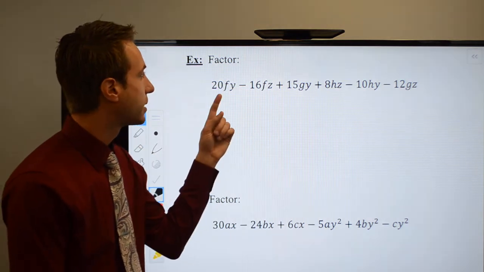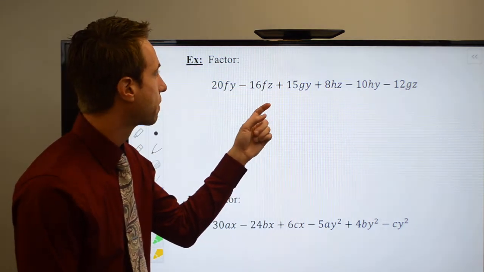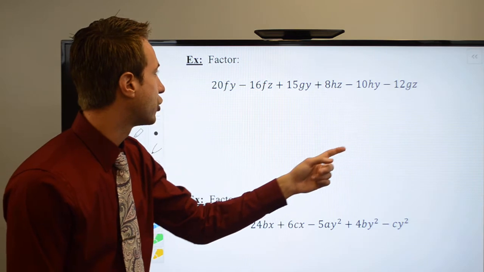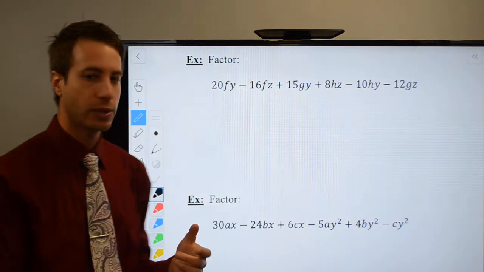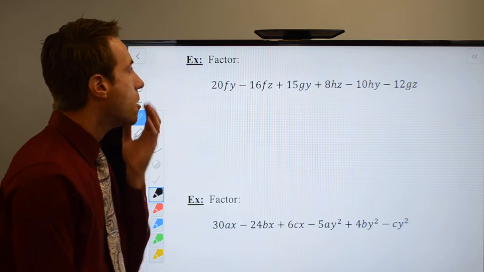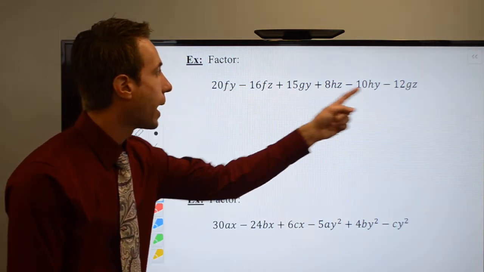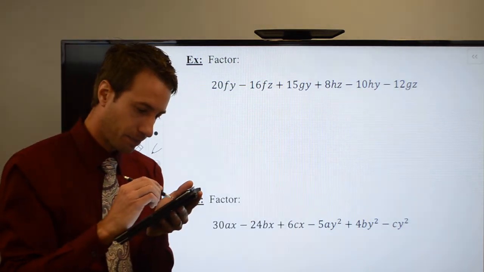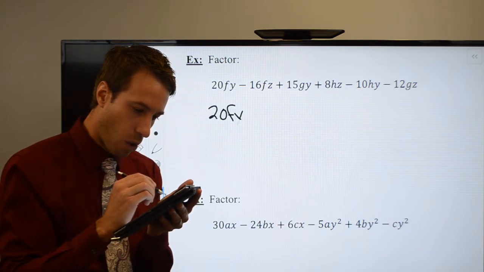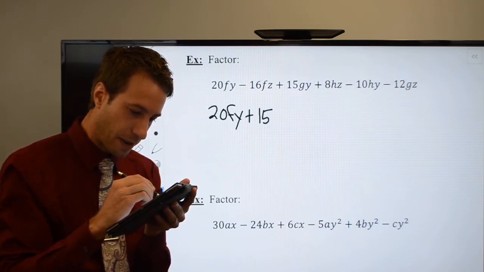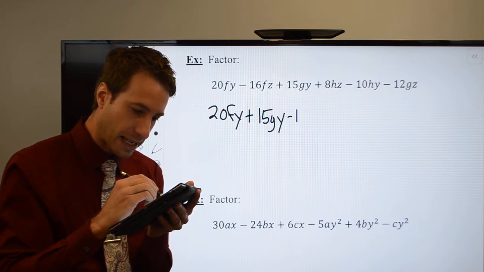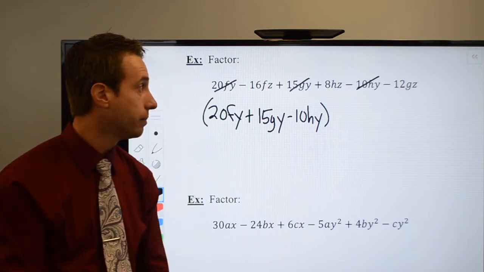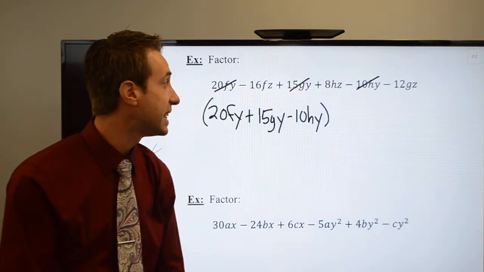So here we go. I've got, let's see, an FY, FZ. I've got a GY, a GZ, an HY, and HZ. It looks like what I'm probably going to do here then is group together, oh, you know what? Y, Z, Z. Yeah, okay, so we're going to group together Y's and Z's. So 20FY plus 15GY minus 10HY takes care of that one, and that one. And then I group together all the ones that have a Z in them.